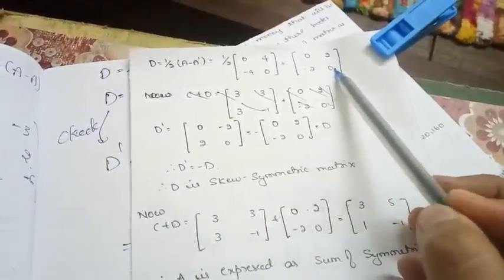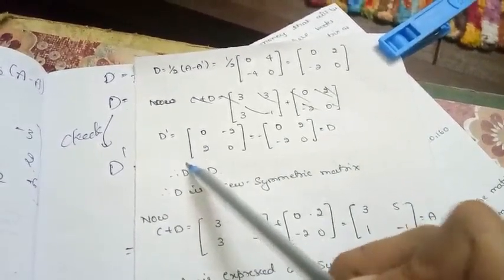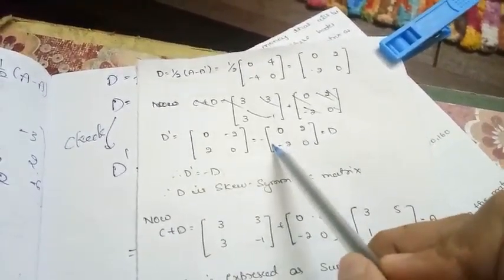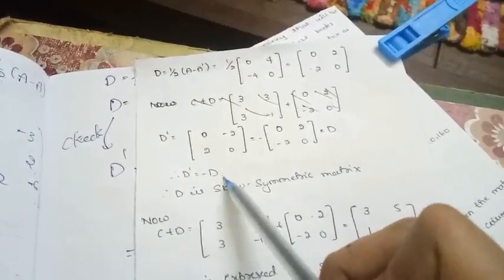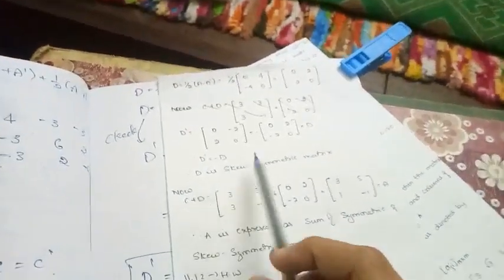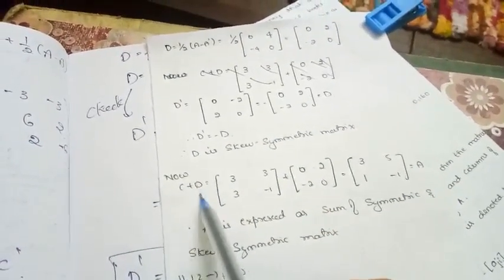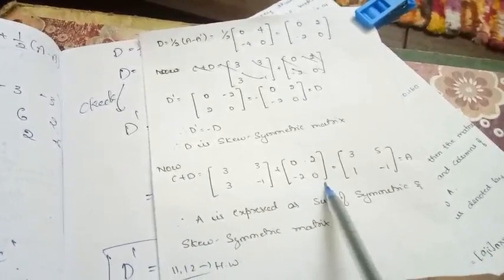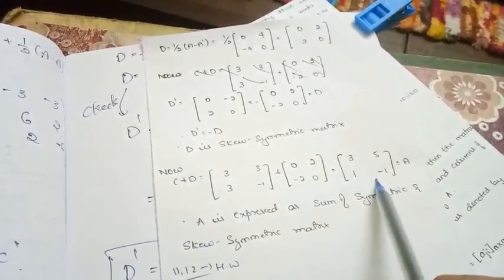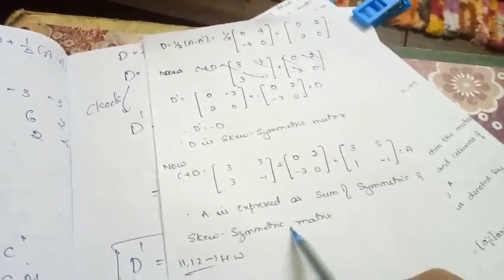Now I need to check whether it is symmetric or skew symmetric. How will we check? By taking the transpose. By taking the transpose, I got that D transpose is equal to minus D, so D becomes a skew symmetric matrix. Now I have one matrix as symmetric and another as skew symmetric. Now I will add the symmetric and skew symmetric matrices. By adding, I got a matrix which is equal to the given matrix. Therefore A is expressed as the sum of a symmetric and a skew symmetric matrix.